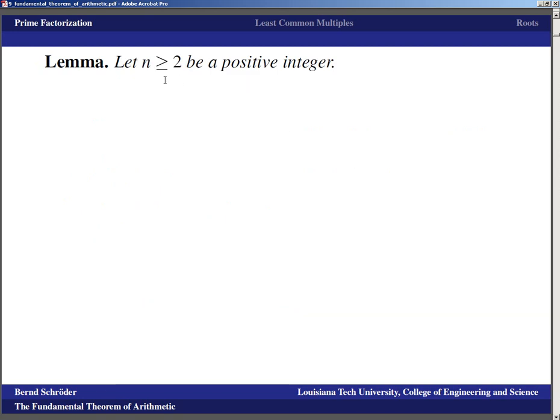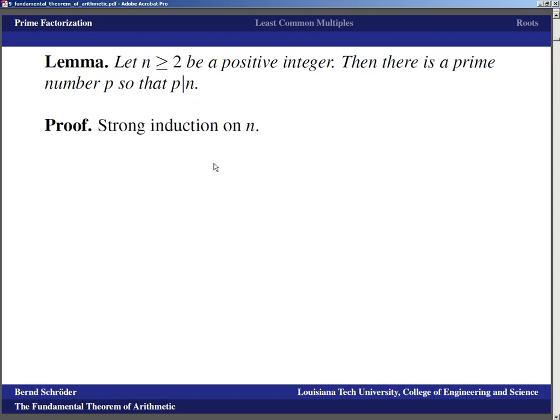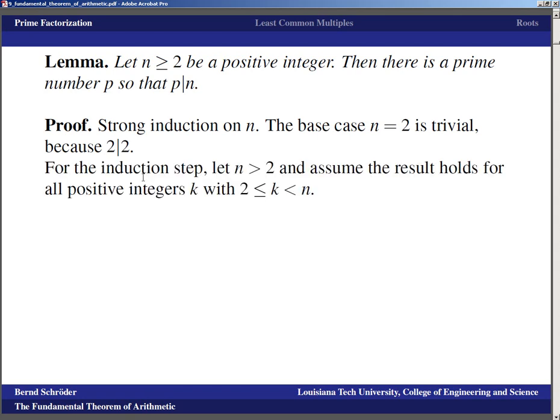Okay, the first lemma is actually fairly simple. If you take a positive integer n greater than or equal to 2, then there must be a prime number that divides that integer n. The proof is a strong induction on n, and well, basically that means we start with a base case, and the base case is trivial because 2 divides 2, so 2 has a prime number that divides itself. And then we continue how we always do in strong induction.